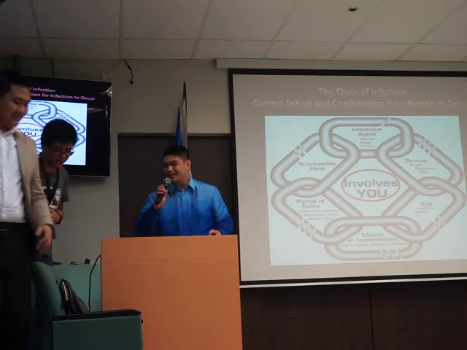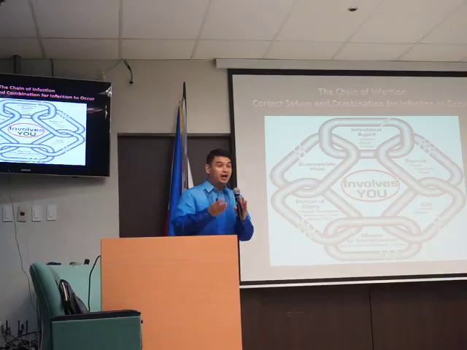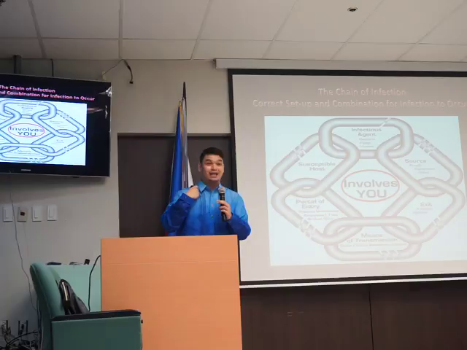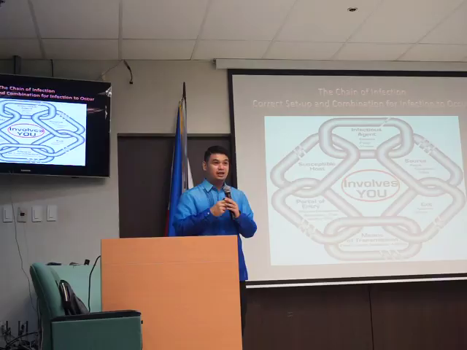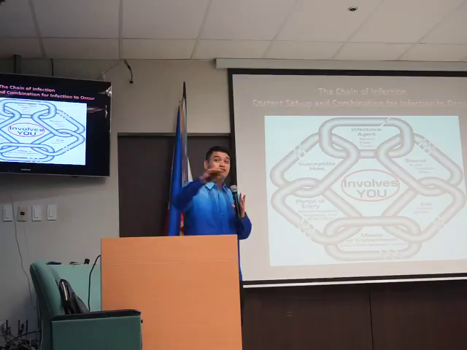Are you all familiar with the chain of infection? How the infection takes place? Okay. There are steps for an infection to occur. In order for us to get infection, there are steps. Okay? So the first step is the infectious agent. Meaning, this is the reason why we get infection. For example, these are viruses, these are bacteria present in the environment.